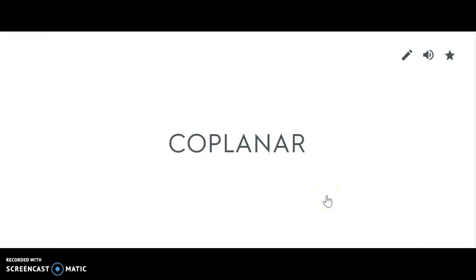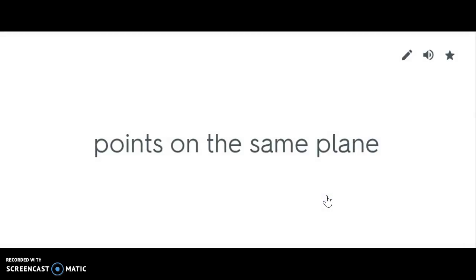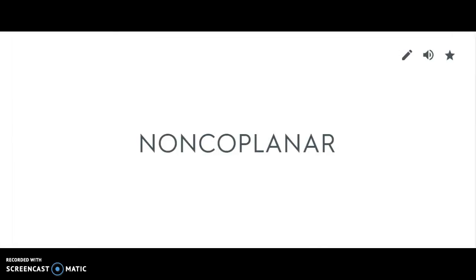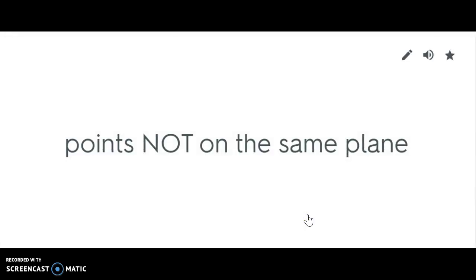The next thing I have is coplanar. And coplanar is kind of what it sounds like, but this time it's with a plane. So these are points on the same plane. So if you put both your feet on the floor, your feet are coplanar. If you have both your hands on the desk, your hands are coplanar. Whenever you have things on the same surface, they are coplanar. And then non-coplanar means they're not. So if you lift one foot up and one on the ground, those are on different planes. So those are non-coplanar.